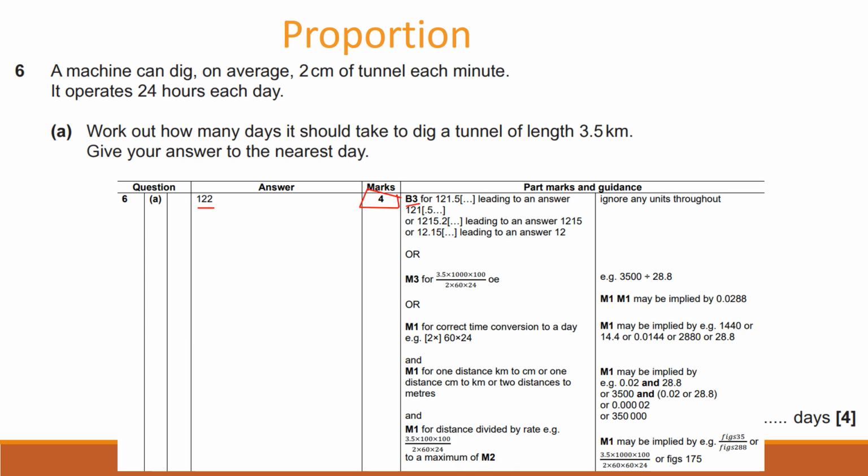B3 means there are 3 marks if you got 121.5, or there are 3 marks for doing the calculation that you can see here, or equivalent, so OE means or equivalent. You get a method mark for converting your time, so doing your 2 times 60 times 24. And you can also get a method mark for converting your distance in kilometres into centimetres. There's another method mark there. And you can also get another method mark for doing the distance divided by the rate, which is this sum down the bottom that you can see, up to a maximum of 2 marks for there. The total for this question was 4 marks.